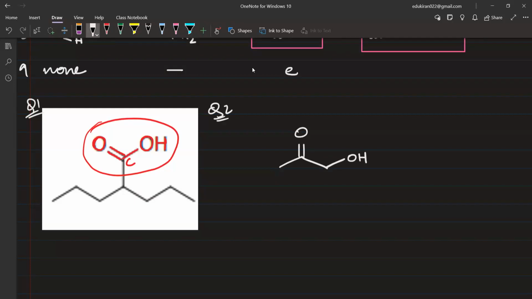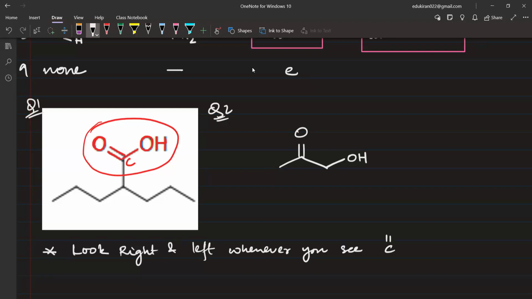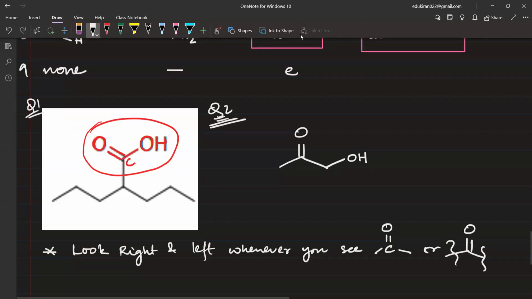So now one thing that you have to remember, look right and left. Whenever you see C double bond O, or something like this, if you see C double bond O, some groups are attached right and left, here and here, then what you need to do is look right and left. Now tell me for the second one, Hafsa, Rabia, Rabba, all of you tell me, what is the functional group for the second one? For the second one, it's O only. Please write the name in chat. Please write in chat what will be the functional group name here.